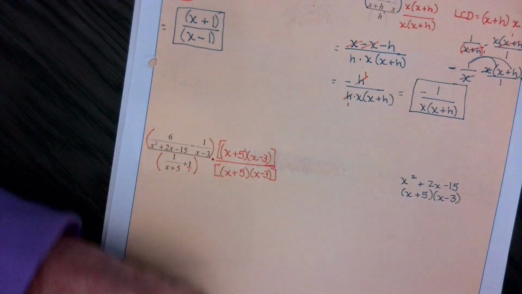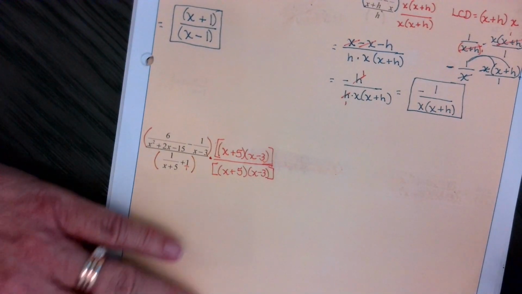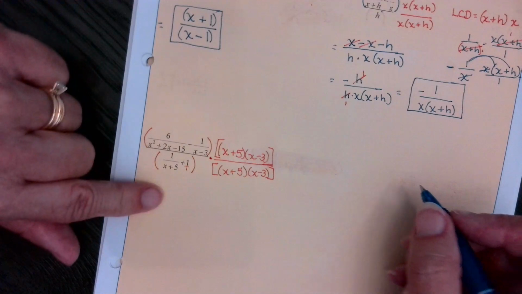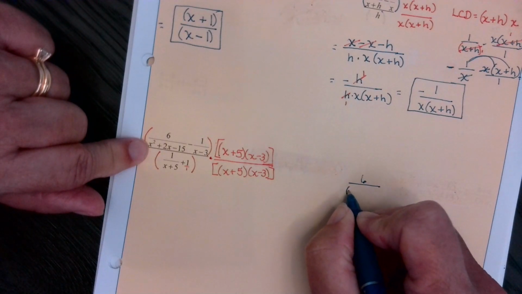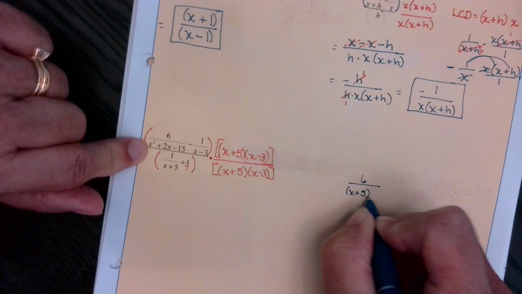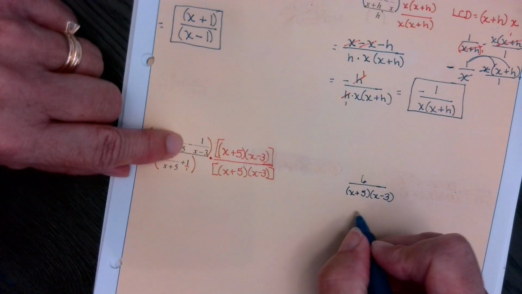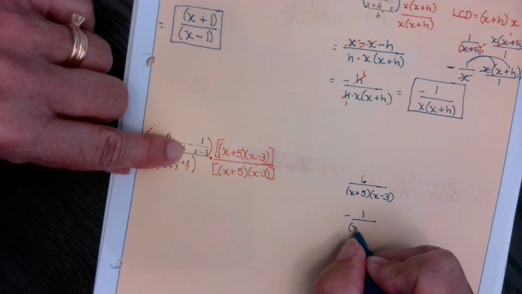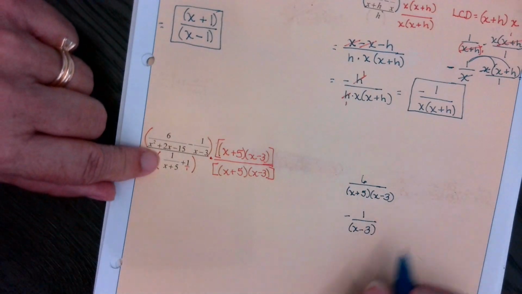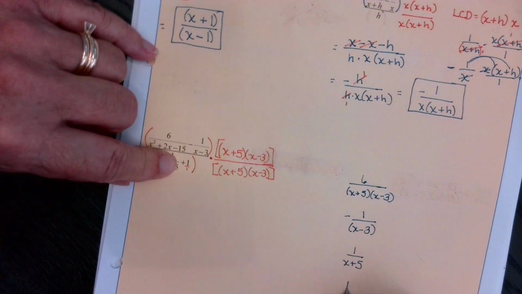Now, you might need to do your work over here, because what I find is a lot of people need to do it over here because of the way they learned fractions. So you're going to list everything you see. You're going to put 6 over, in factored form, x plus 5, x minus 3. I'm going to list this, negative 1 over x minus 3. I'm going to list my 1 over x plus 5, and I'm going to list my 1.